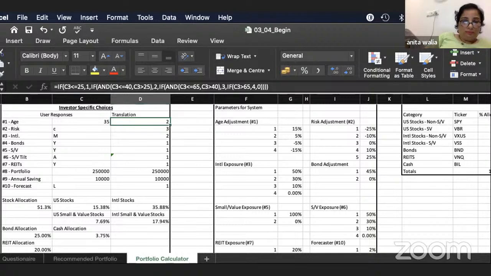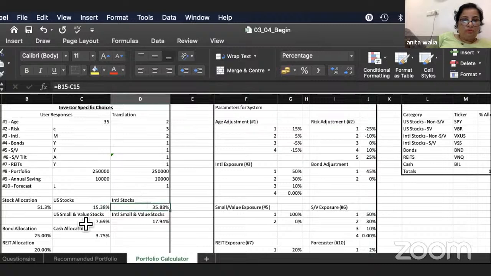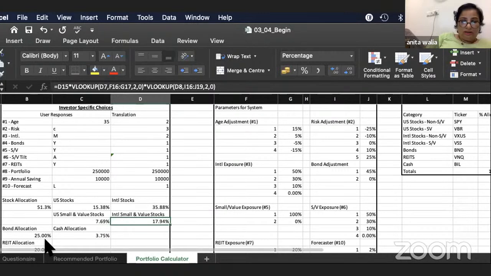Okay. Spread accordingly. So you can see here the stock allocation, how it is done. For the stock allocation total, for US stock, how much allocation is done, and for international stock, how much. For small and small value stock, see here. Bond allocations, because the person has told yes and all. So all these are done here.